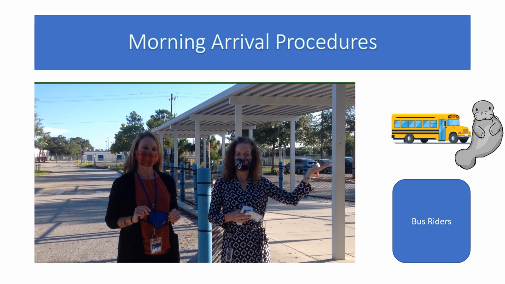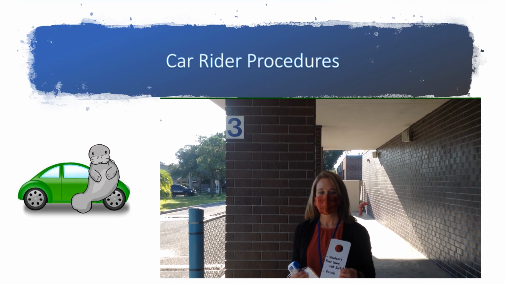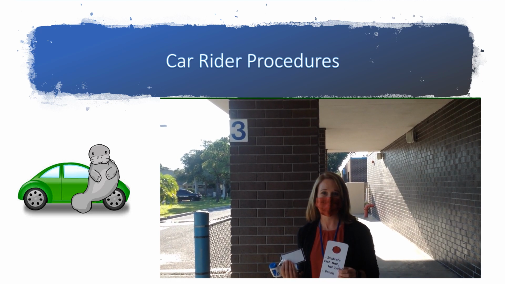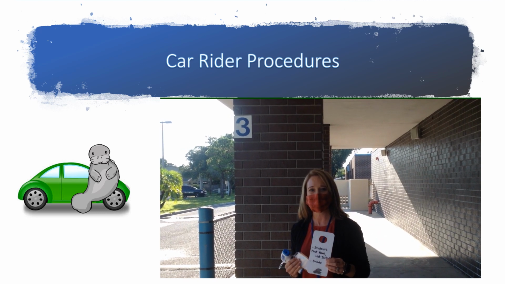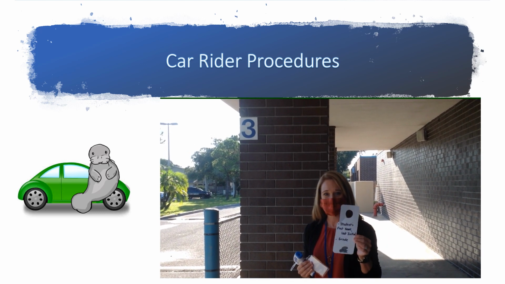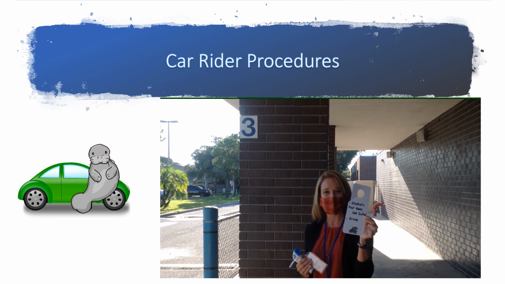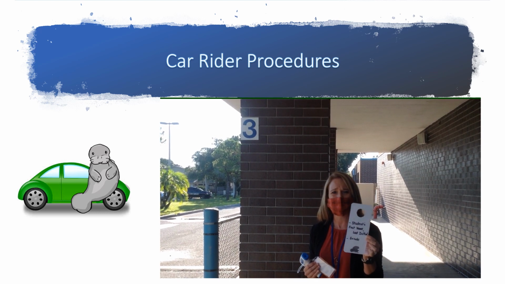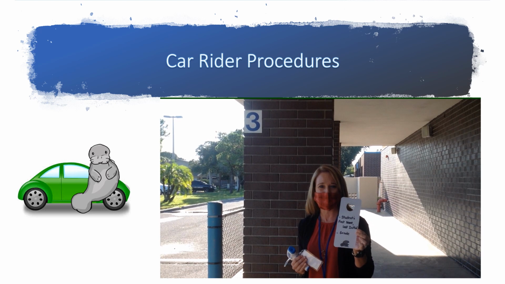Please join us at the car rider area. Now we are in the car rider area. This is where our students are both dropped off and picked up if they are car riders. Please make sure if your child is a car rider that you have one of these white Moody Manatee car rider tags in your car. It identifies our students who are car riders to make it more efficient for us to call them in the afternoons for car rider dismissal.